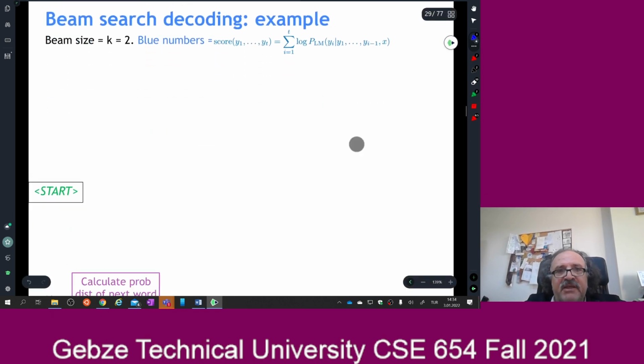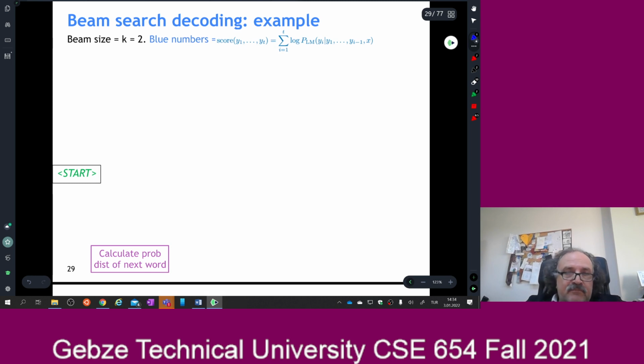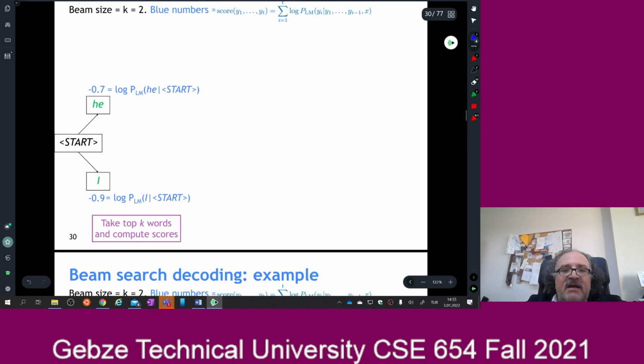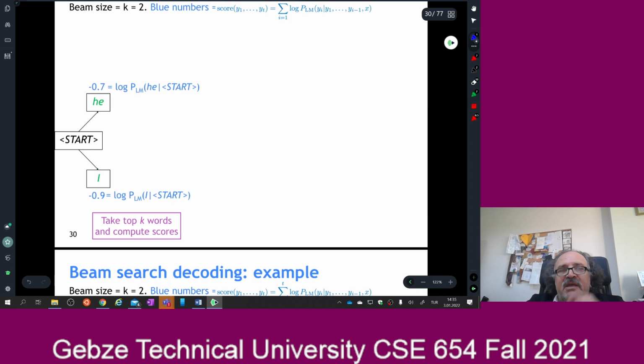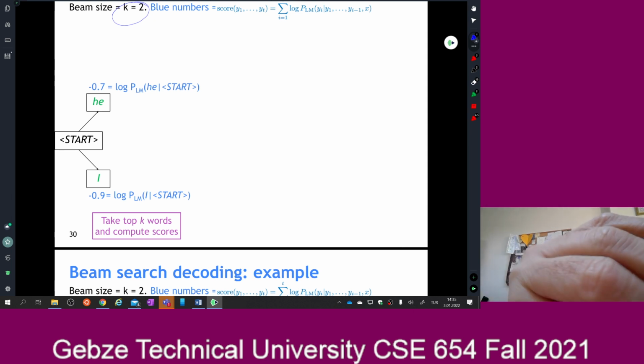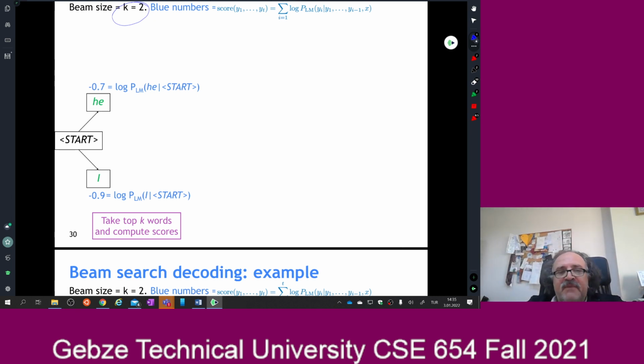Let's see an example actually. Let's say I gave this start to my decoder, and my decoder says, okay, I can give you this: there is this he and I. In this case, I am using beam size k equals 2. Remember I said 5? Just to keep things a little bit simpler, I said k is 2. So I am going to look at the 2 alternatives all the time. So the higher the number, the better.